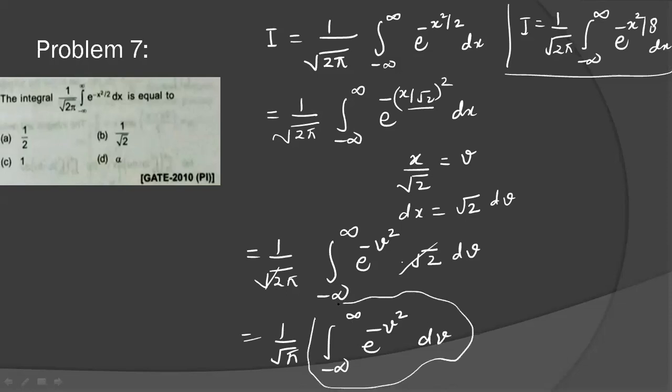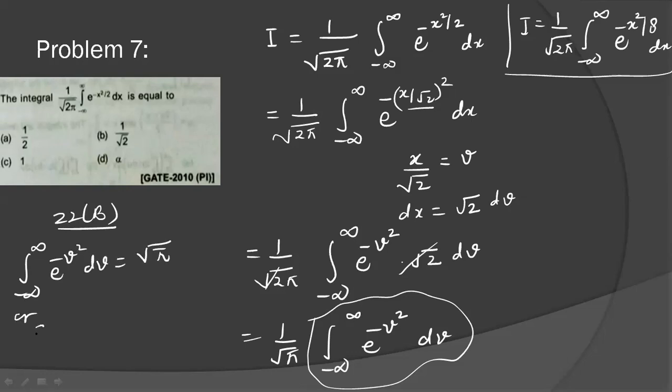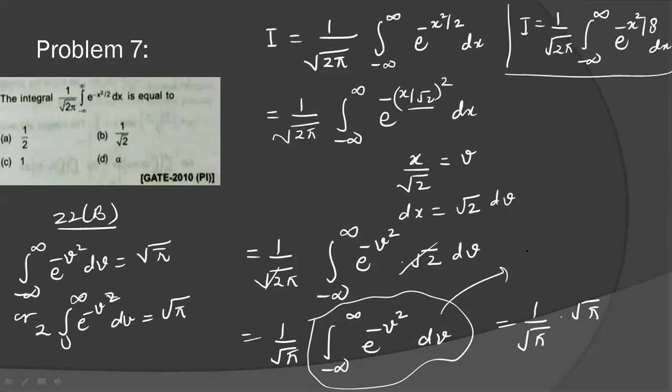Remember my gamma lecture 22b. I told you the integral from minus infinity to infinity of e to the power minus v square dv is under root pi, or 2 times the integral from 0 to infinity of e to the power minus v square dv is equal to under root pi. You can see my extension. So it will be 1 upon root pi into root pi. You can see the proof of this also by replacing v square equal to some y. It will convert into the gamma half function. It is nothing else, it is gamma half, and gamma half is under root pi. So the value of this integration will be 1.